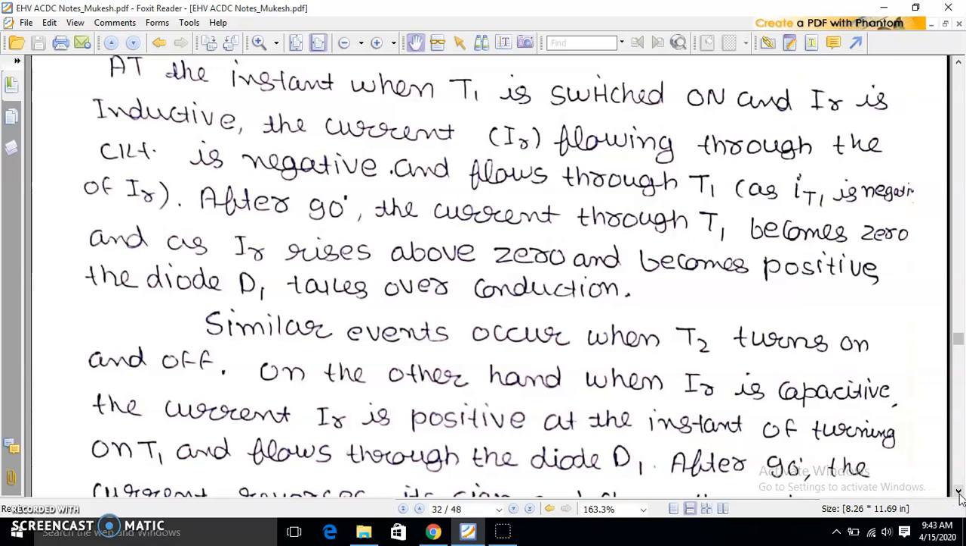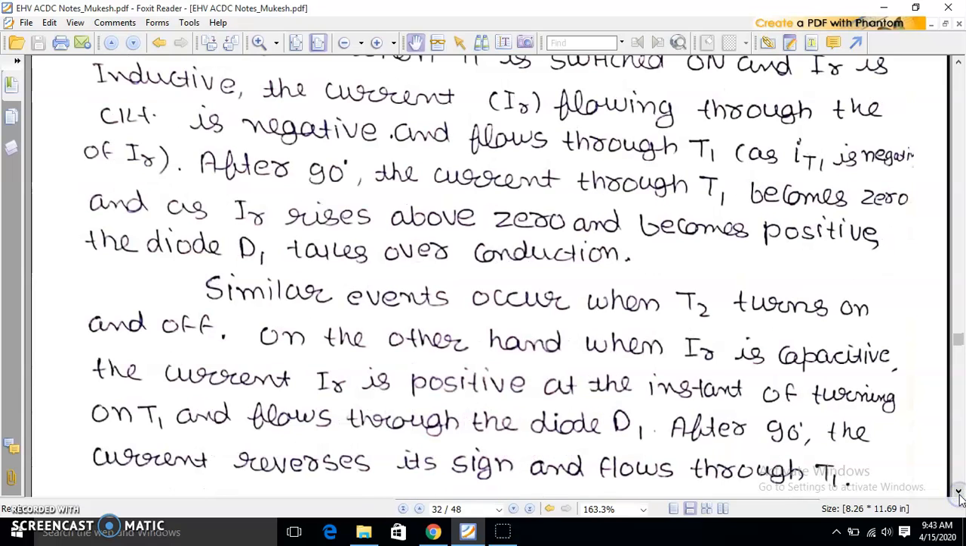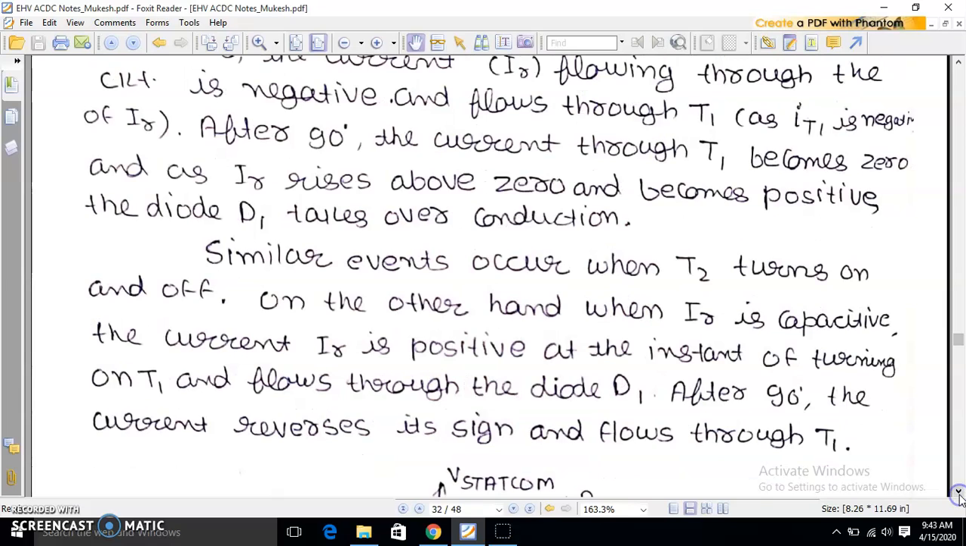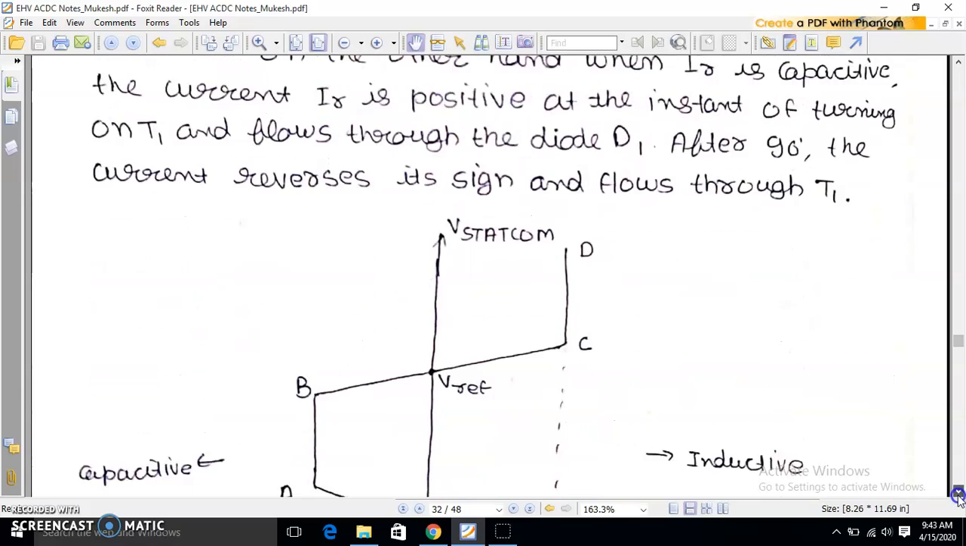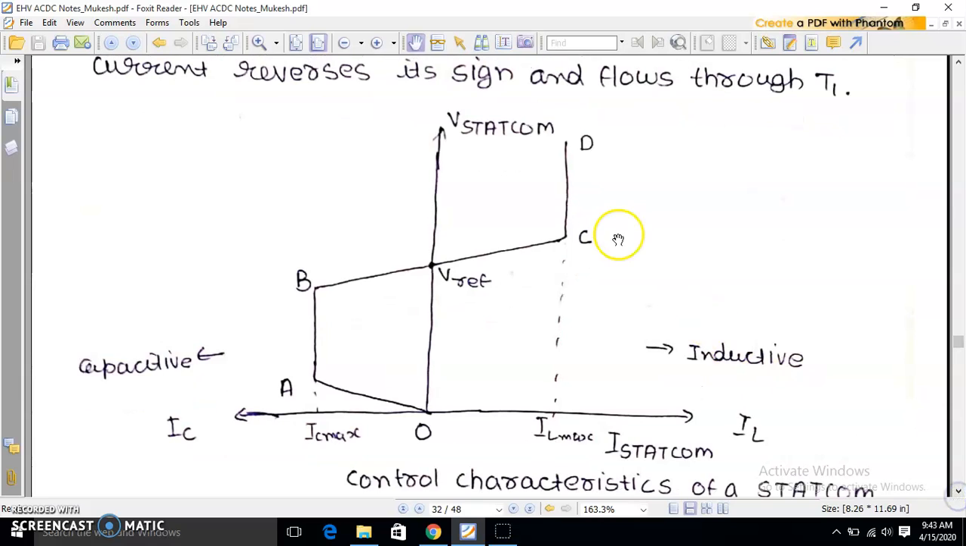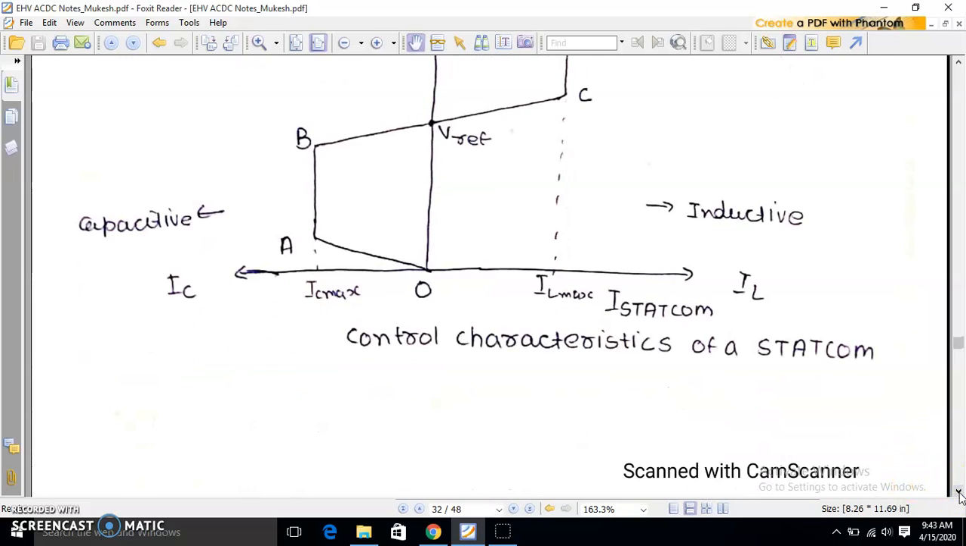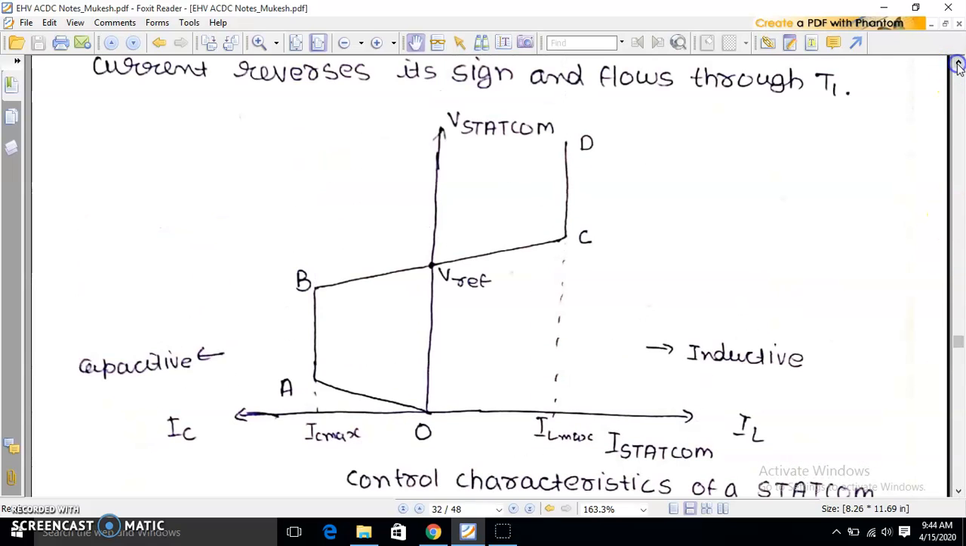On the other hand, when IR is capacitive, the current IR is positive at the instant of turning on T1 and flows through the diode D1. After 90 degrees, the current reverses its sign and flows through T1. This is how the flow of current takes place in the STATCOM. This portion shows the inductive current and this portion shows the capacitive current. These are also named the control characteristics of a STATCOM.